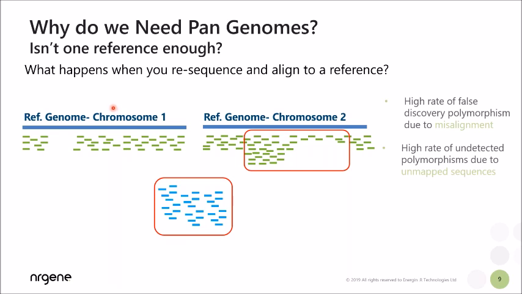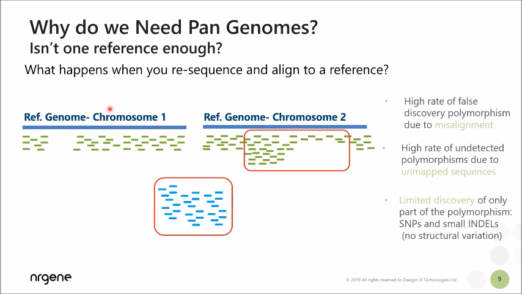Furthermore, a lot or some of the reads may not align anywhere, and that's just diversity that you are not looking at because of the distance between your line of interest and the reference. Another limitation is the fact that this method can only detect small range polymorphisms like SNPs and small indels. If there are translocation events or other structural dissimilarities, you would not be able to detect them.